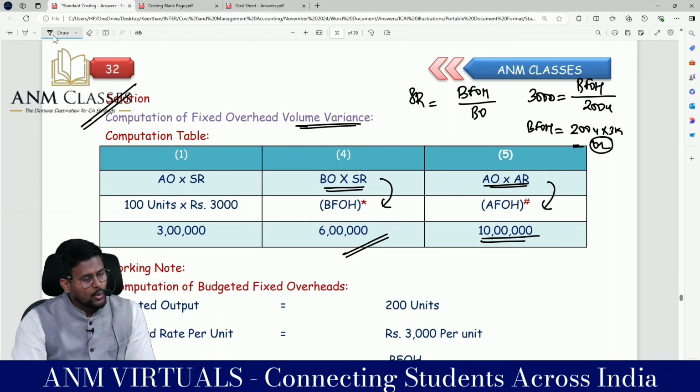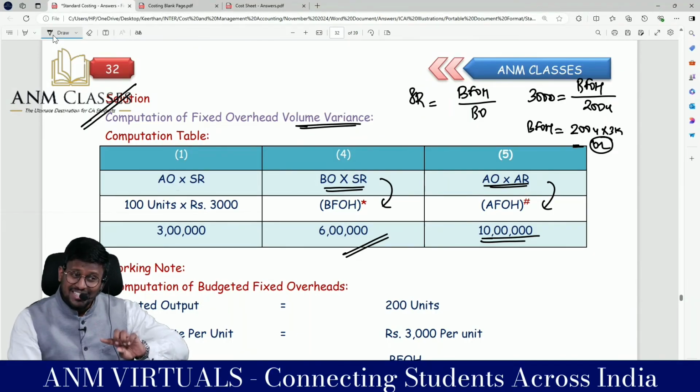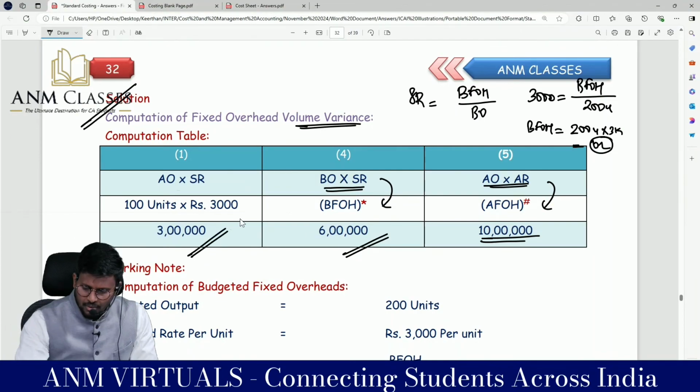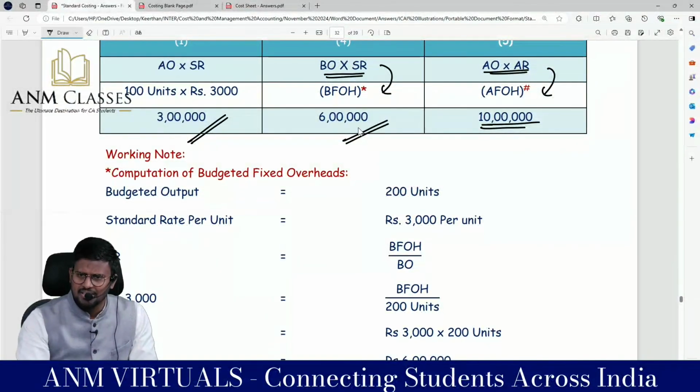Actual output into what rate? Standard rate. You have actually produced 100 units. What is the standard rate per unit? He has given it in the question itself. It comes to 3 lakh. That's it. So 3 lakh minus 6 lakh, 3 lakh adverse. Are you appreciating this?